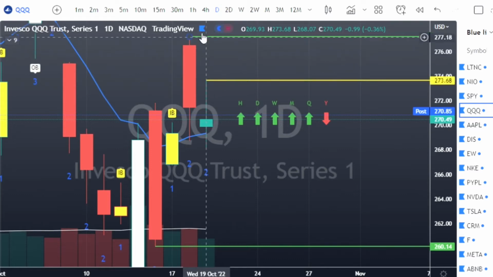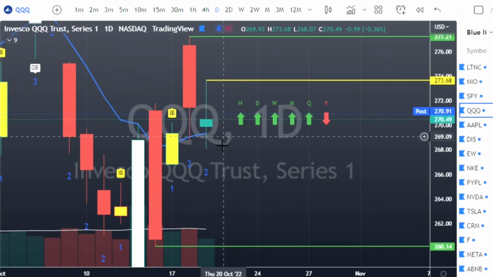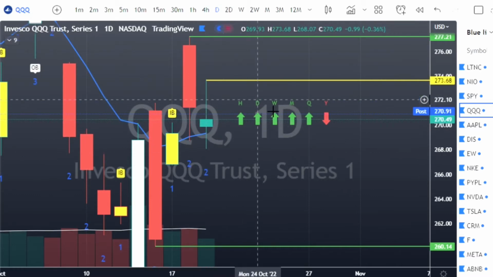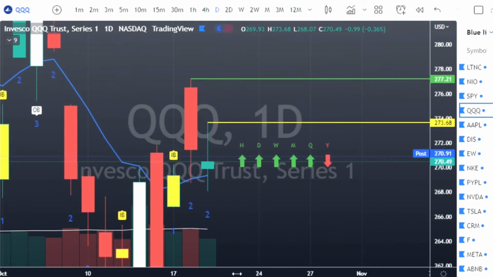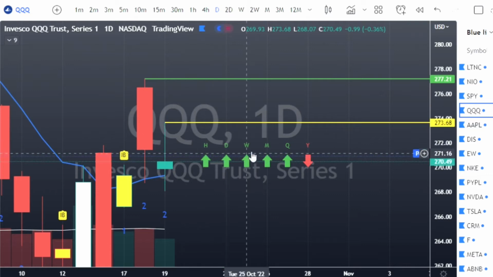If we had a 2 up that finished red, like this candle right here, this red one was a 2 up, finished red, it gave me probability that we were going to trend down. And then we did. We just didn't hit targets. Okay, so on QQQ, 2 down, finish green, full time frame continuity looks really, really great.